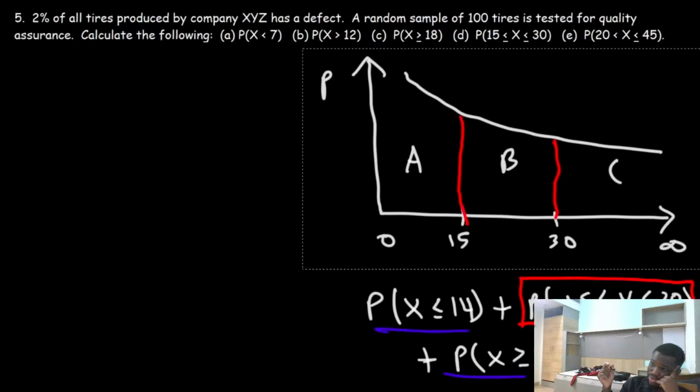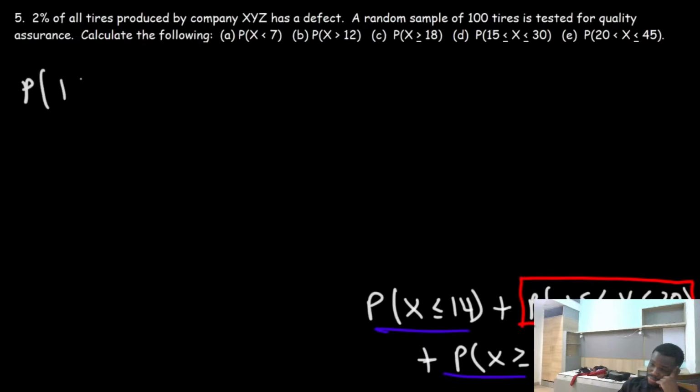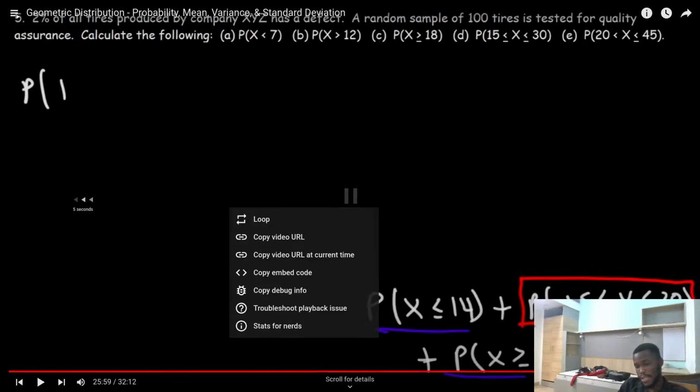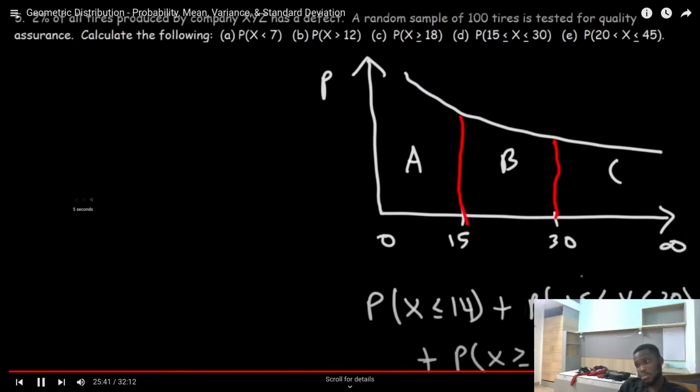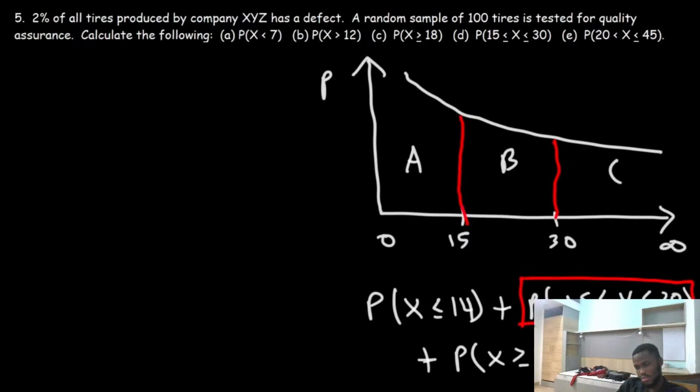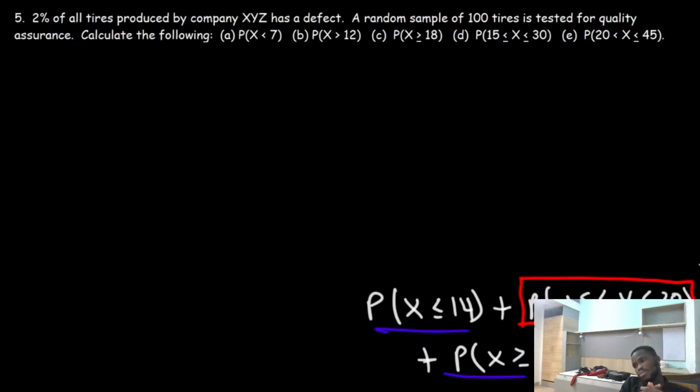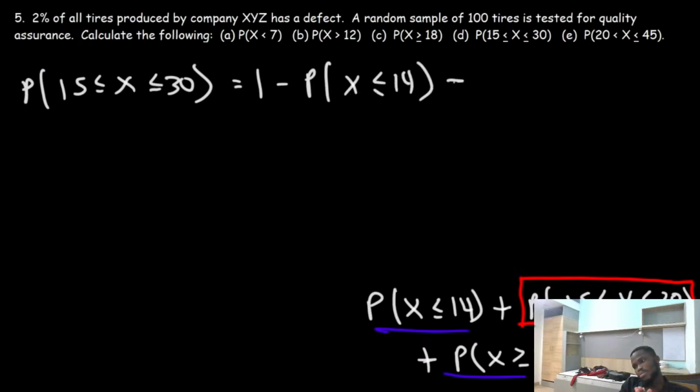So I'm going to erase this picture at this point. So we can say that the probability of finding a defective tire from sample 15 to sample 30 is going to be 1 minus P of x less than or equal to 14 minus P of x greater than or equal to 31.